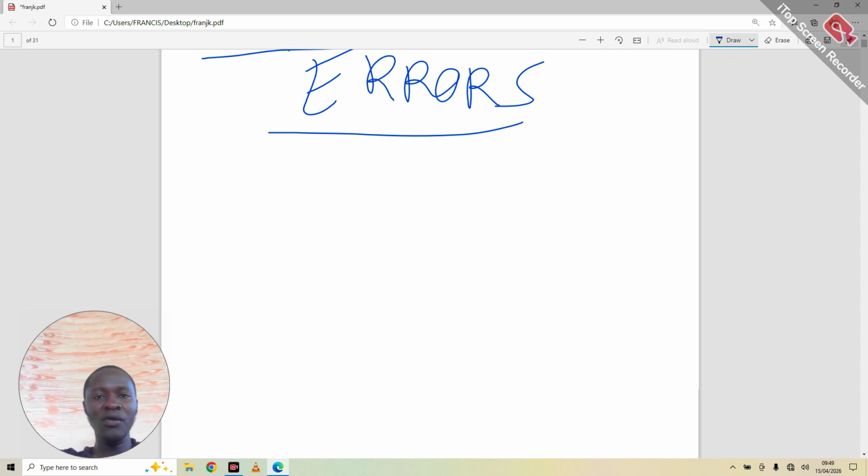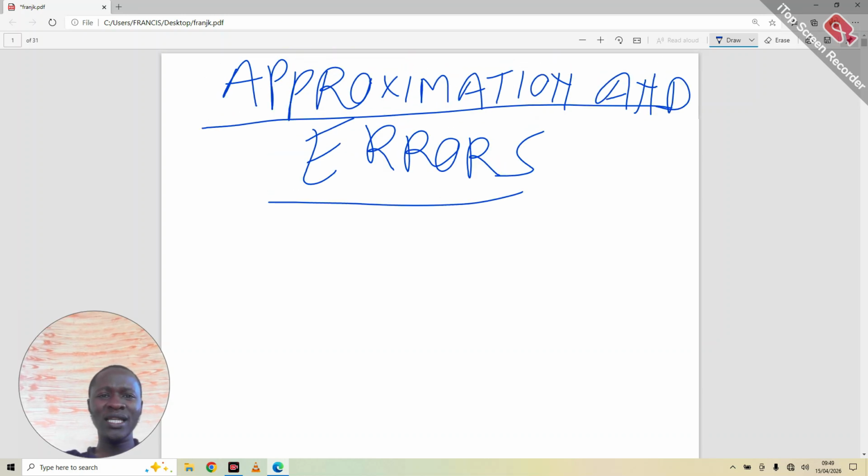So guys, as the topic itself states, what does the topic state? Approximation and errors. So we do approximate and calculate errors. Mainly, that is what we shall be doing in this topic. Now, in this topic, things like rounding off and truncating a number to various decimal places or significant figures, a student must know.